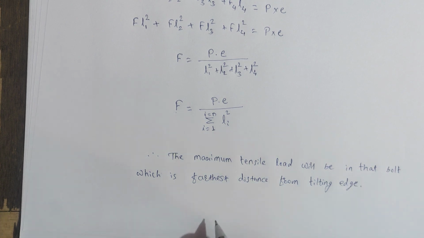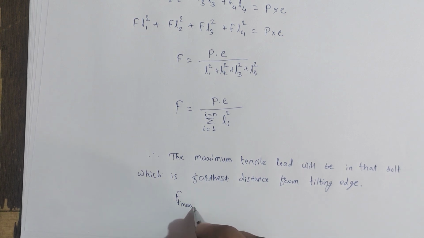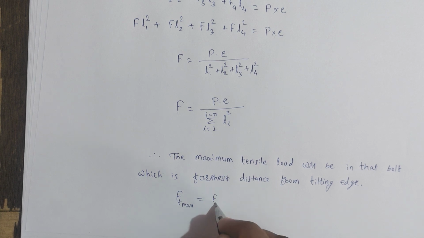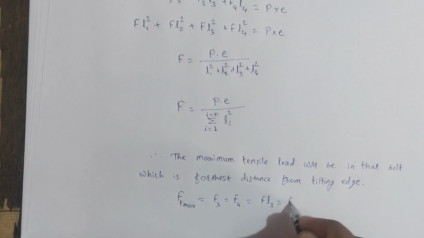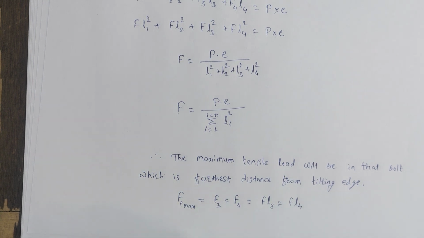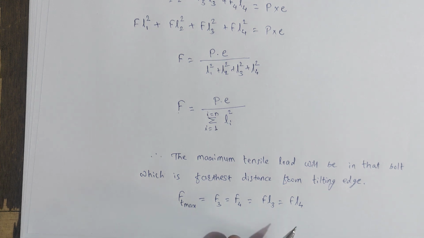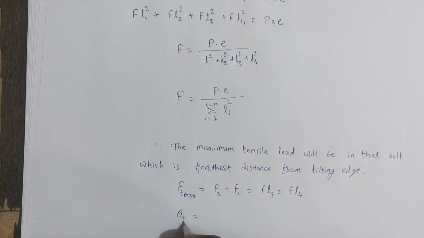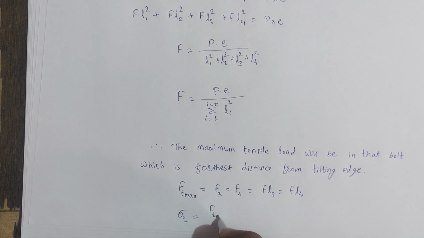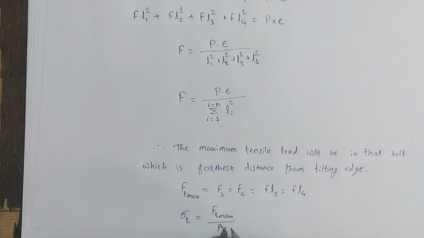And in this case bolt numbers 3 and 4 are at the farthest distance, and therefore Ft max, that is maximum tensile load, is in bolt number 3 and 4, that is F3 and F4, which is again equal to F into L3 or F into L4. So this is the maximum load, and from this maximum load we can find out sigma T, that is the stress, which is Ft max divided by area.